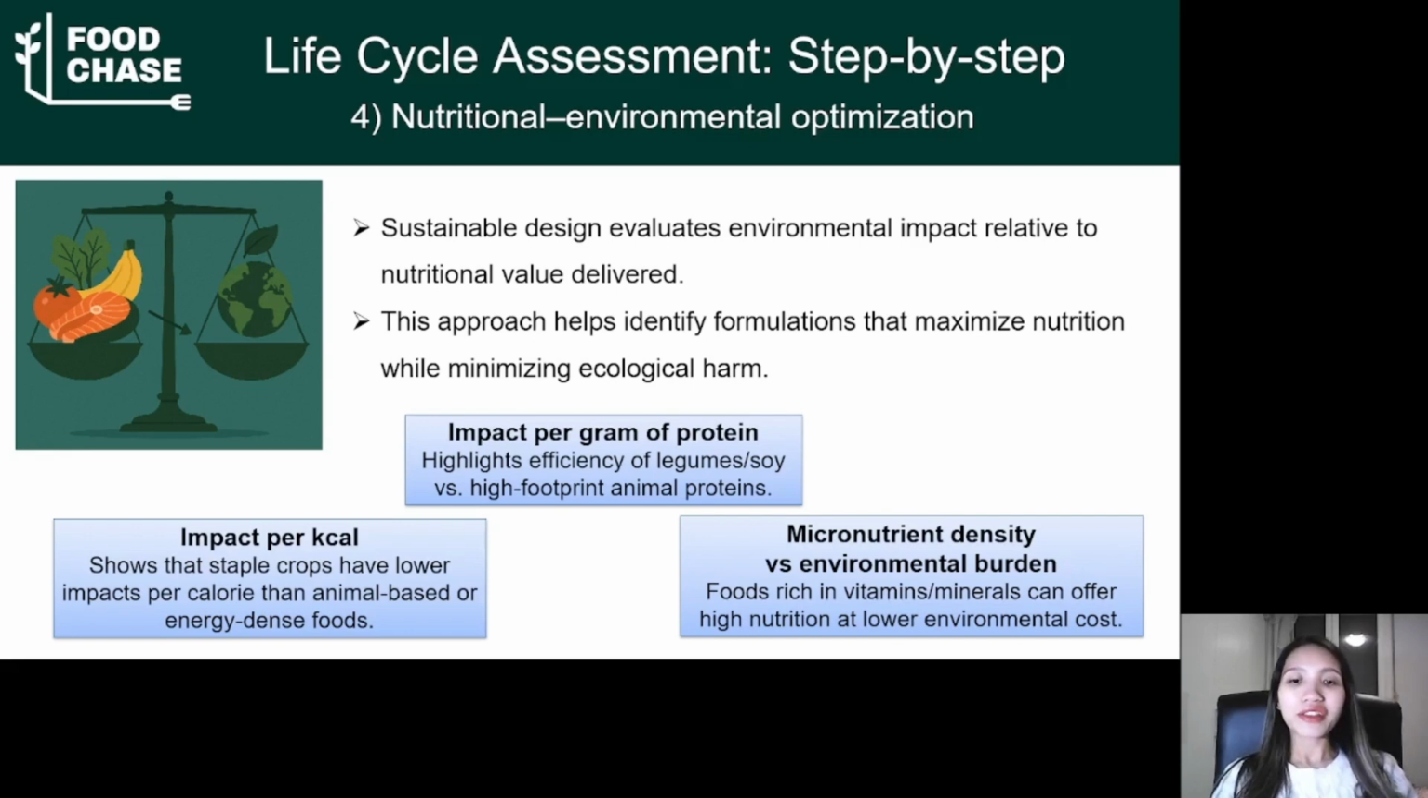There are some indicators that can be used for this evaluation, including impact per gram of protein. It highlights the efficiency of legume or soy versus the high footprints of animal proteins. Impact per kilogram shows that staple crops have lower impact per calorie than animal-based or energy-dense food. Micronutrient density versus environmental burdens: food rich in vitamins and minerals can offer high nutrients at lower environmental costs.